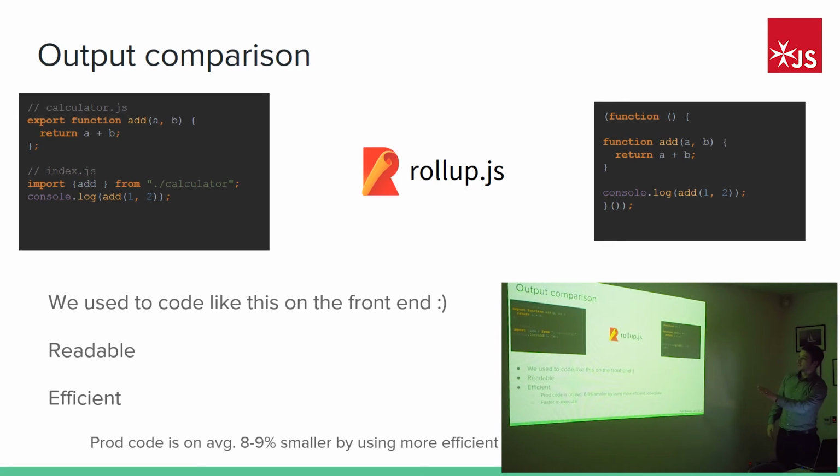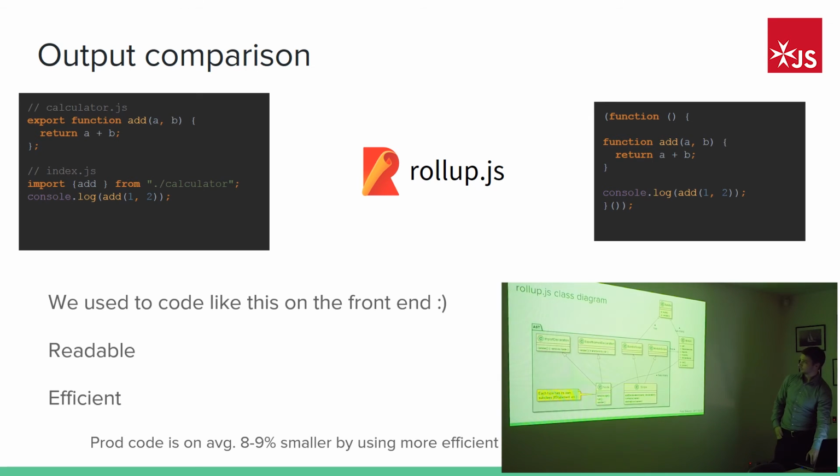So I think it's quite interesting to see how rollup actually does it. How can you transform that code into this one? Because it's not just transforming the export and import statements.